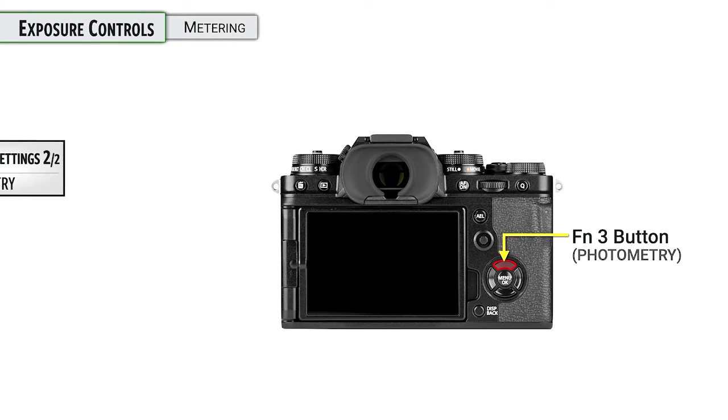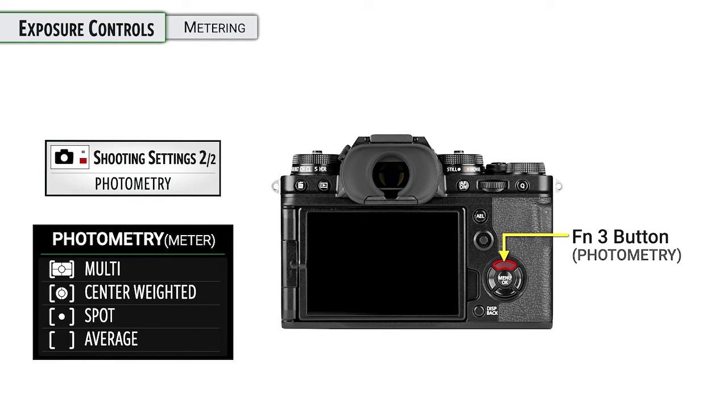All right, next up is the metering system. So if you are wanting to do the camera, whether it's manually or automatically, the camera needs to read the light, and there's a few different patterns and ways that it can do it. So let's take a look at the metering options in this camera.